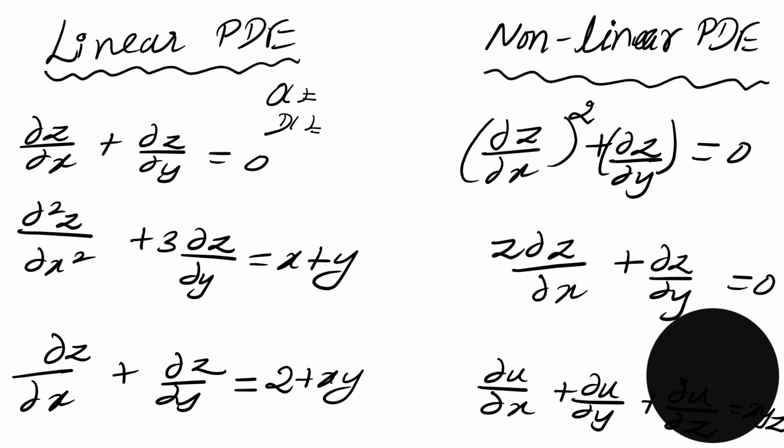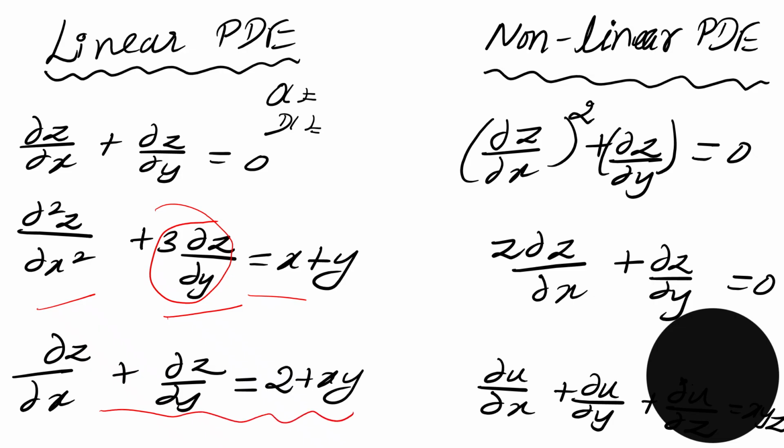Here, dou square z by dou x square plus 3 dou z by dou x. This is multiplied, but with a constant, so it does not affect linearity. It equals x plus y. So this is also a linear equation. Next, this is also a linear equation.